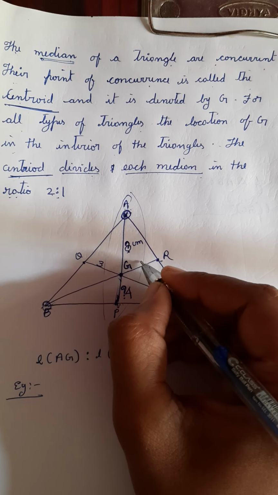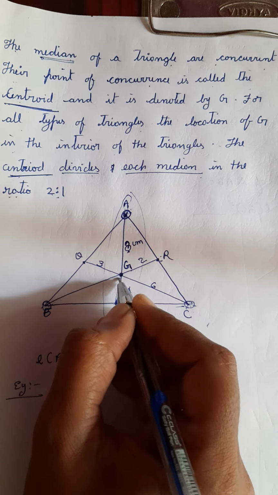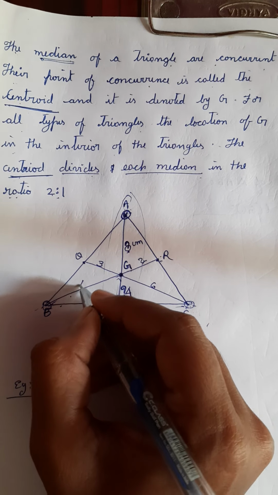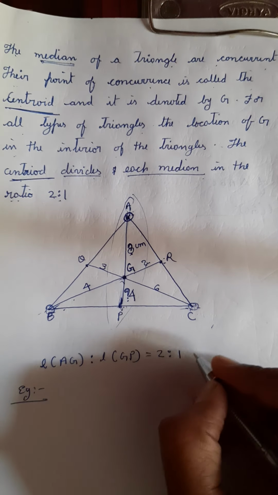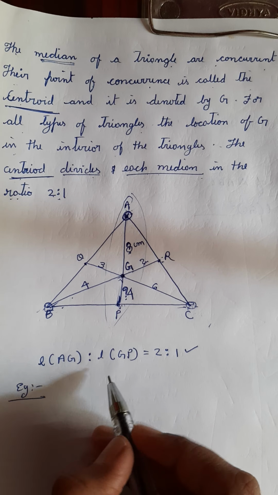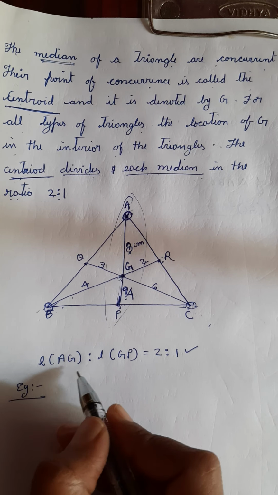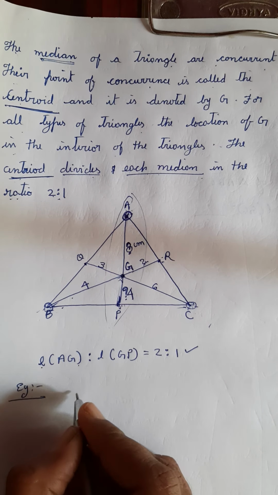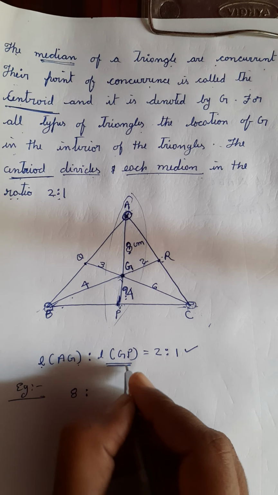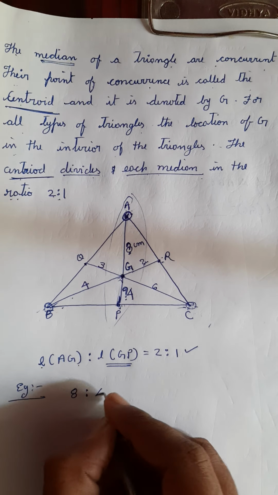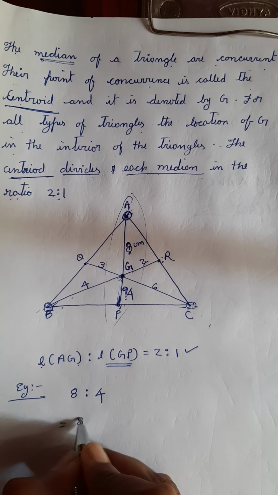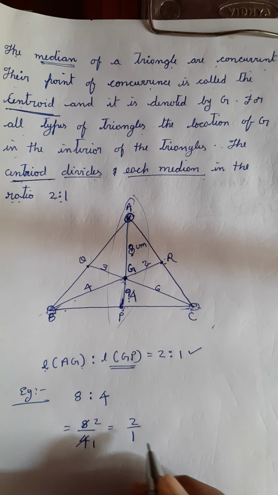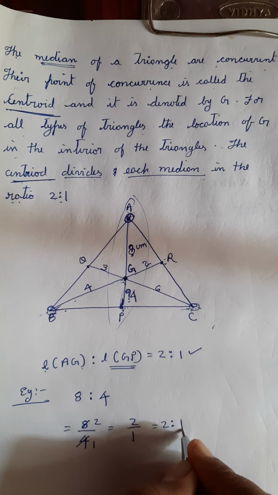Similarly, if the length of GR is 2, then what is the bigger length? Double of this. So if this is 2, this will be 4. According to this statement, you can find out how to do the calculation. Here the length of AG is taken as 8 and the length of GP as 4. Write in fraction form, 8 by 4. 4 ones are 4, 4 twos are 8. So the ratio is 2 by 1, that is 2 is to 1.